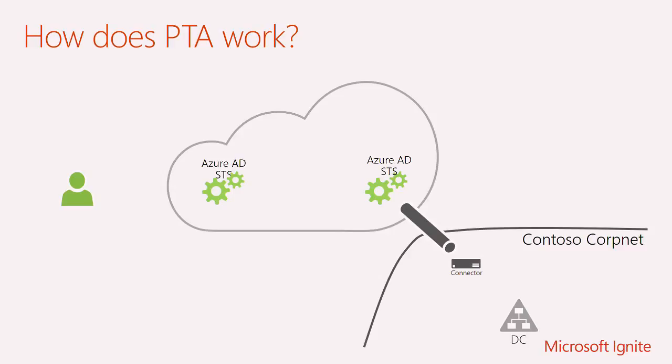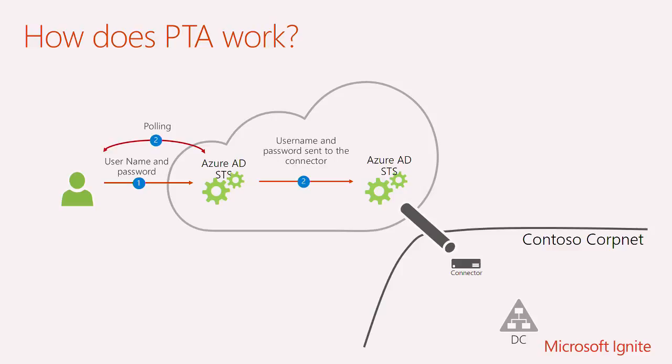How does pass-through authentication actually work? Well, the short version is, as you can see here, we've got Contoso CorpNet down the bottom right, and Azure Active Directory STS in the middle there. When a user goes to sign into a page, and they might be signing into portal.microsoftonline.com, they're entering a username and their password. That username and password is sent to a connector.